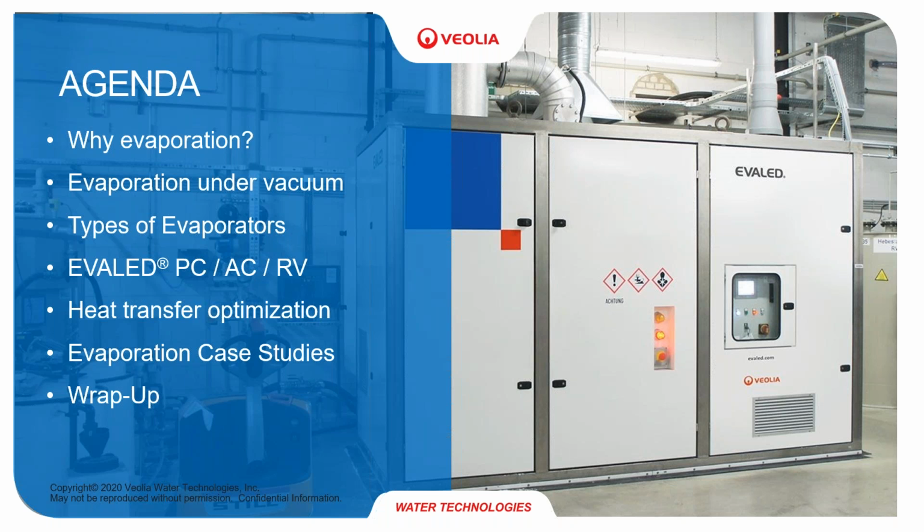We'll look at evaporation under a vacuum. So this is what EVALID and VWT is using to reduce energy. We'll look at the types of evaporators that we offer, each different product or model. We'll look briefly at how we're optimizing heat transfer and how that can provide some energy savings.